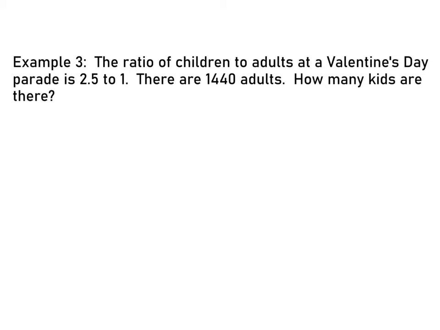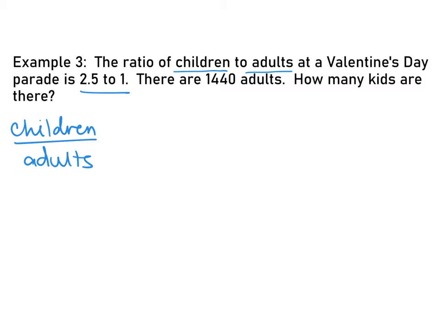All right, example 3. The ratio of children to adults at a Valentine's Day parade is 2.5 to 1. So remember, that is children to adults. So if I was going to write that out, let's say I put children on top, adults on the bottom, right? Because it's children to adults. And that ratio is 2.5 to 1. So I'm going to write that as a fraction, 2.5, right? 2.5 children for every 1 adult.